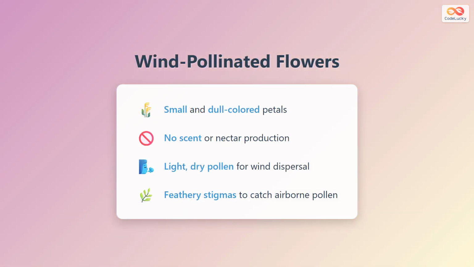Flowers pollinated by wind have very different characteristics compared to insect-pollinated flowers. They have small and dull-colored petals, often green or brown, because they do not need to attract animal pollinators. These flowers produce no scent and no nectar, since there is no need to provide rewards. Their pollen is light and dry, allowing it to be easily carried away by air currents. Wind-pollinated flowers also have feathery stigmas that hang outside the flower, creating a large surface area to catch airborne pollen grains floating in the wind. Examples include grasses, corn, and many trees.